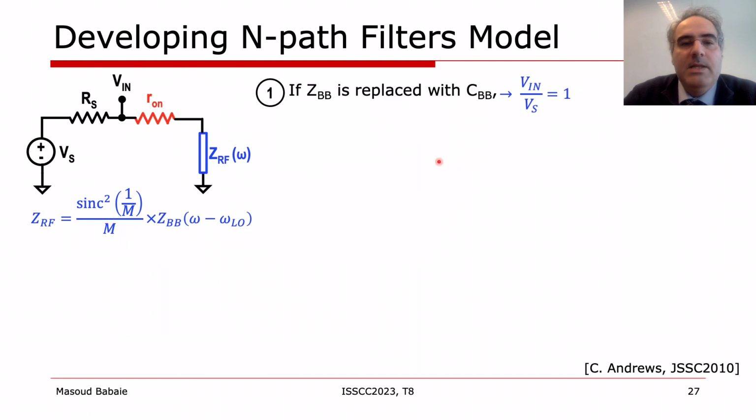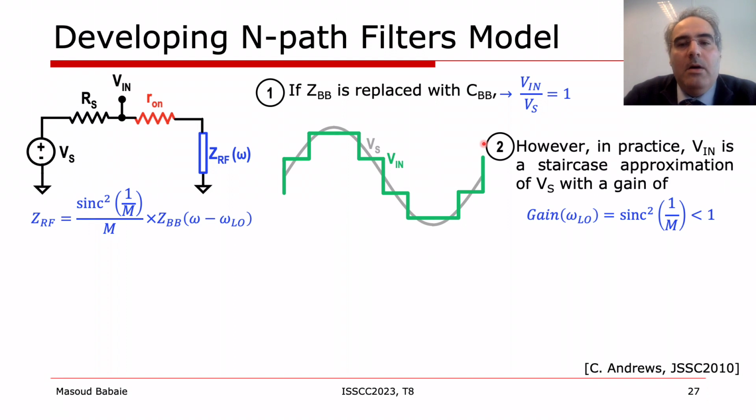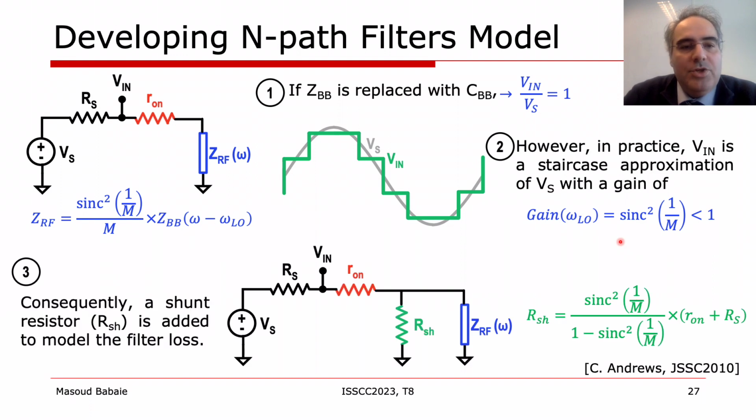If we replace the baseband impedance with a capacitor, this model predicts that the system gain Vin over Vs is 1 at LO frequency. However, from our previous discussions, we know that Vin is a staircase approximation of Vs, and it can be shown that the gain of the system can be calculated by sinc squared of 1 over m, which is a bit smaller than 1. To consider the system loss, a shunt resistor RSH is also added in the model, and its value can be calculated by this equation in green.